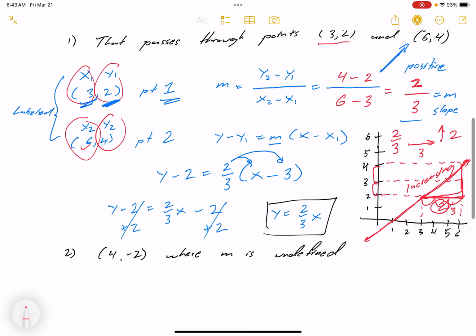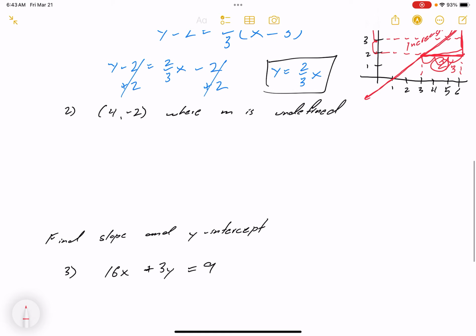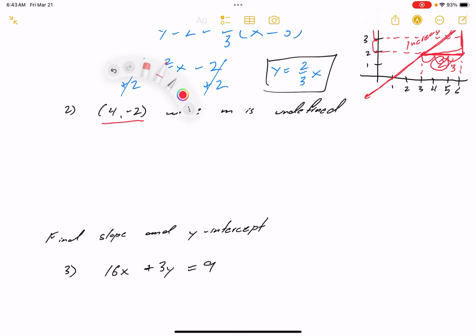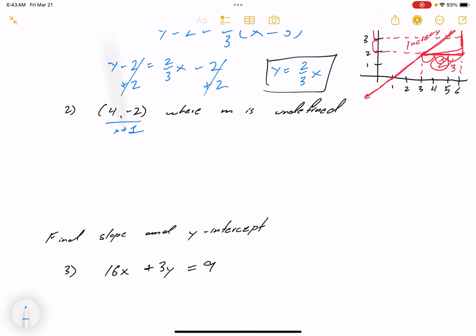If this does not make sense to you, please ask, and I will try and clarify some more. Okay, so number 2, we're given just 1 point, point 1, and it's 4, comma, negative 2, where m is undefined. So we need to find a line where m is undefined. We don't really have a slope. So in this case, the only thing we have to work with is x. So just x equals 4 is going to be your line.